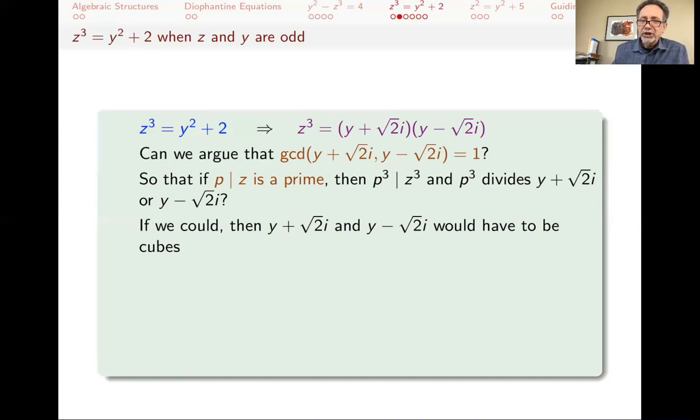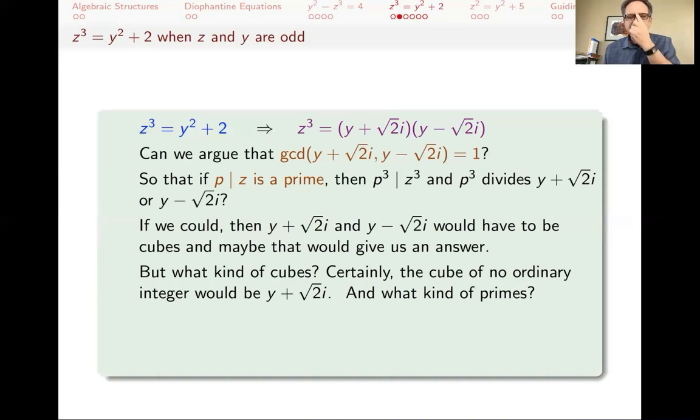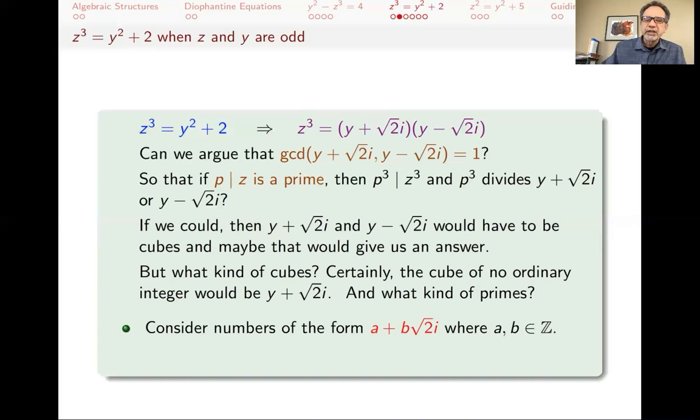You have to be suspicious because, first of all, what kind of cubes do we mean? Of course, y plus square root of 2 i is not going to be the cube of 5 or 6 or 7 or something like that, because these are complex numbers. We don't necessarily mean normal, usual, everyday primes. What we mean is that we want to be focusing on numbers of the form a plus b square root of 2 i, where a and b are integers, so numbers like 5 plus 2 square root of 2 i or 7 minus 4 square root of 2 i. Those are the kinds of numbers that are coming up. And we want to think about primes of that form, and also about divisibility and cubes and so forth of these kinds of numbers.